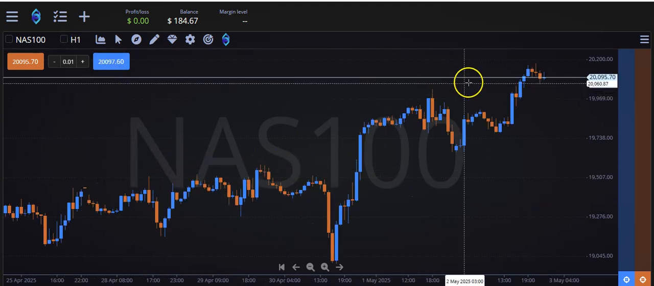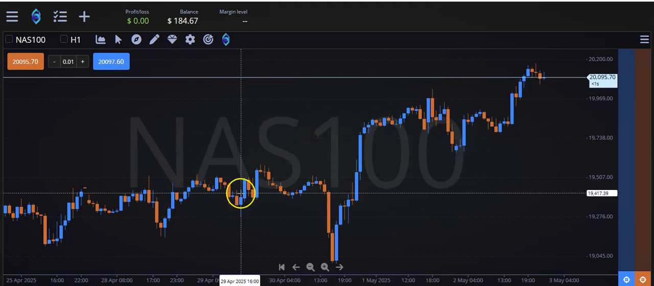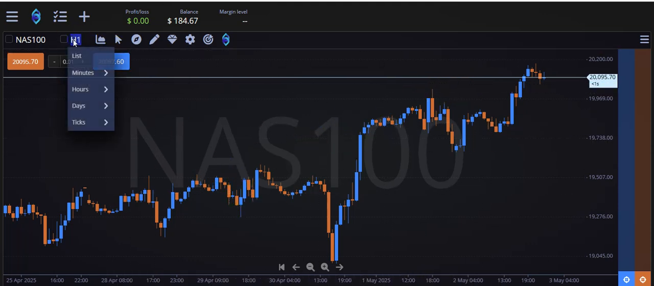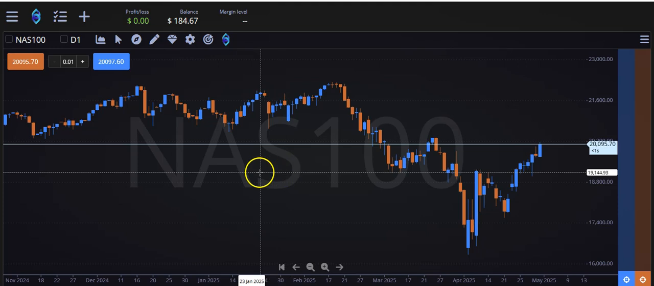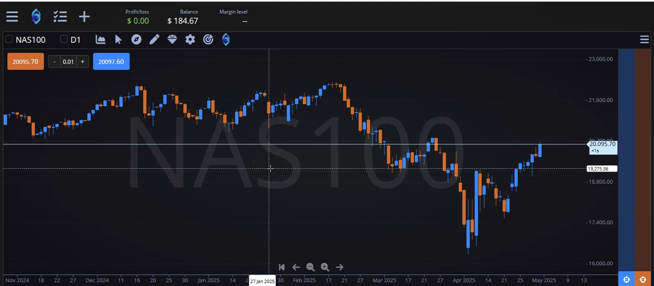I can go to the hour. Different looking chart, same data. Now I know what you're thinking. It's obviously different looking data. But how is it the same chart? Well, it's because different time frames create different patterns.